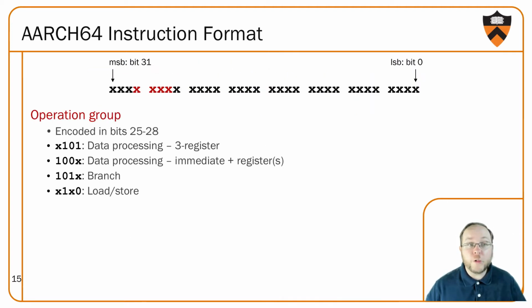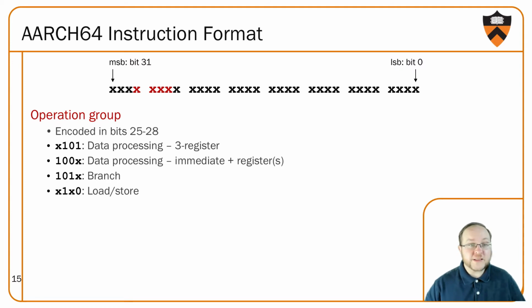Alright, so since all ARM instructions are 32 bits, we can be consistent about identifying them. We'll start out with the least significant bit and index from 0. So on the right here is bit 0, while the most significant bit on the left is bit 31. Of course, even though we've ordered the bits from most to least significant here on the slide, the byte order in memory is still little endian.